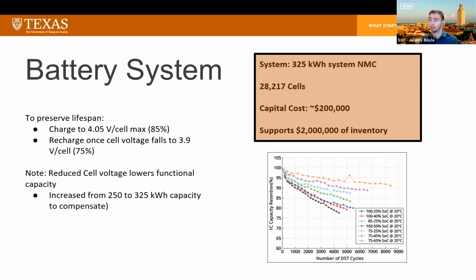Again, that's a balance between allowing them to have a long lifespan, but also maintaining a state of charge necessary so that if an outage occurs, they could be used for emergency backup. For that reason, we increased our amount from 250 to 325 kilowatt hours. Now looking at our total system size, 325 kilowatt hours of NMC lithium-ion batteries does have a high capital cost of $200,000. However, we believe it's worth it since it is supporting $2 million worth of inventory and has a very high probability of meeting that at a 1 hour interval.